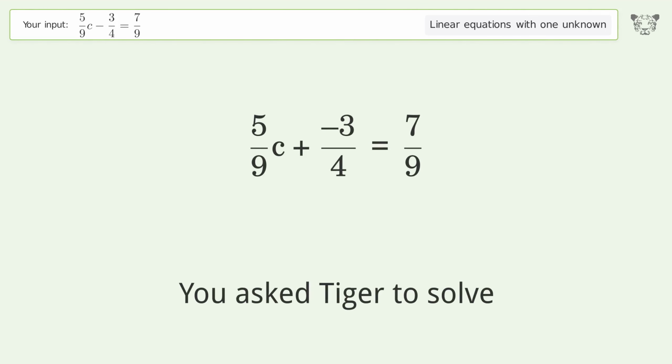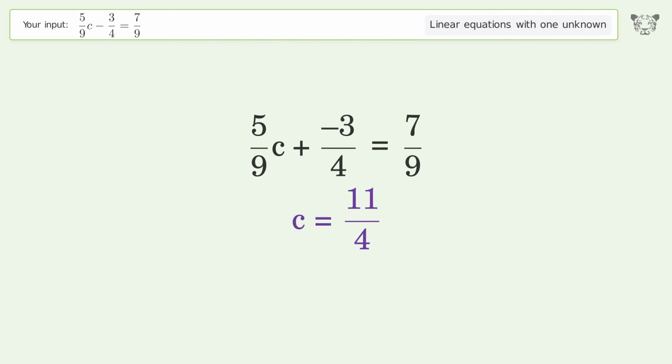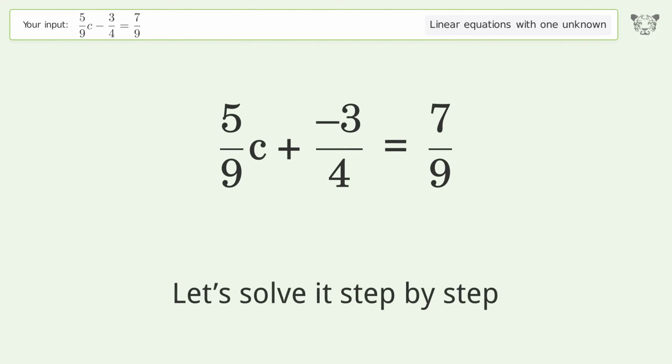You ask Tiger to solve. This deals with linear equations with one unknown. The final result is c equals 11/4. Let's solve it step by step.